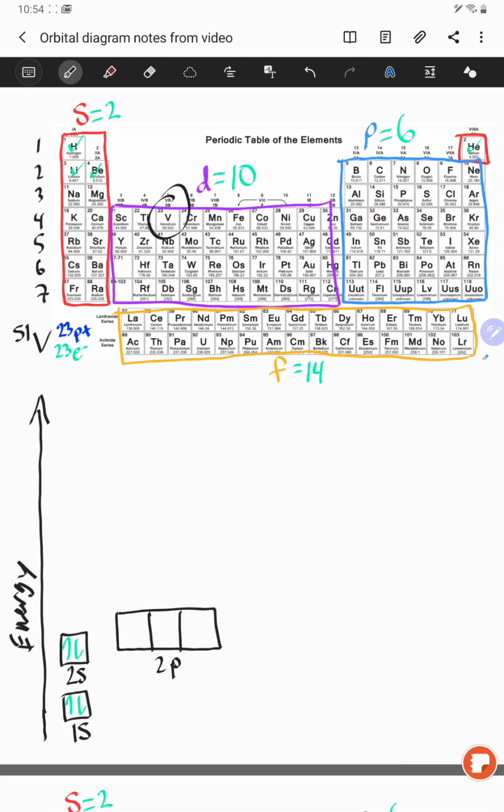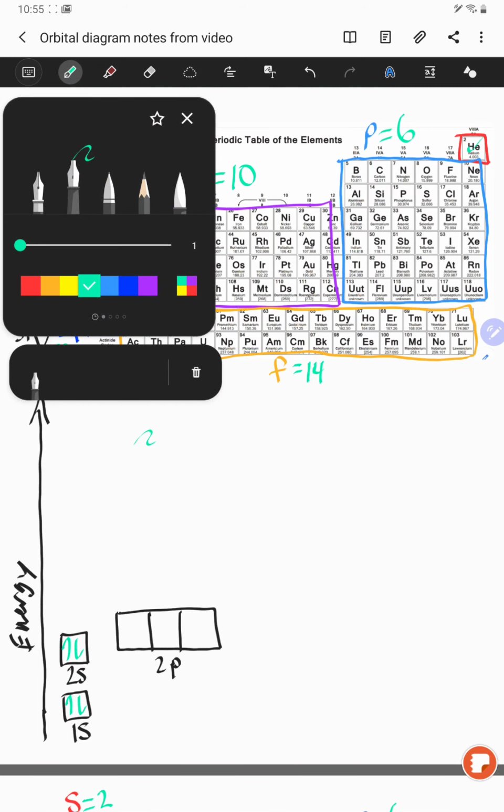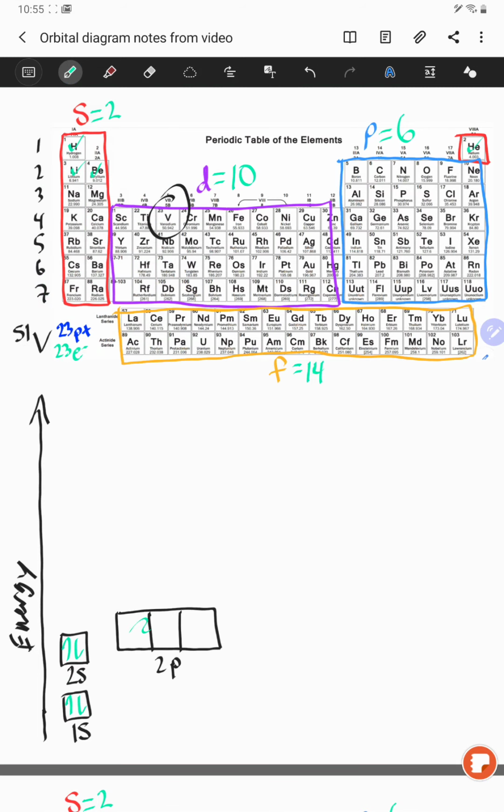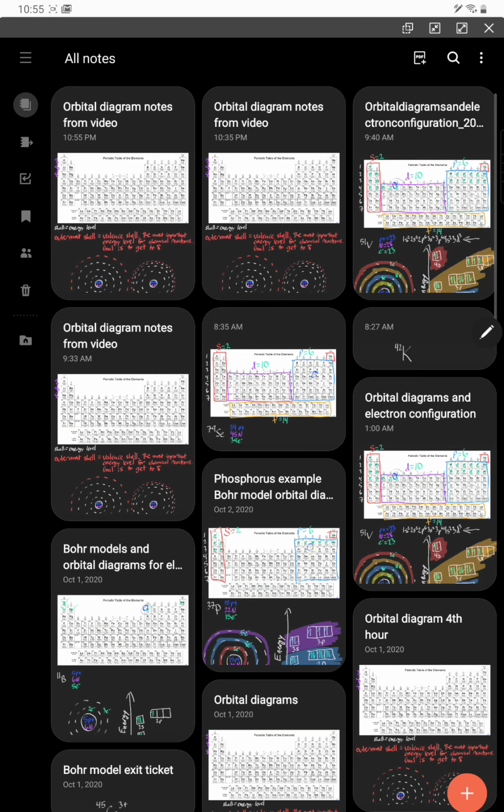We drew 3 boxes because if we count, the p block is 6 atoms wide, meaning it is 6 electrons wide. And since each box holds 2 electrons, we want 3 boxes so that it can hold a maximum of 6. And don't forget that our electrons like to be socially distanced. So we are always going to fill up 1 box with 1 electron each before any boxes get 2 electrons.